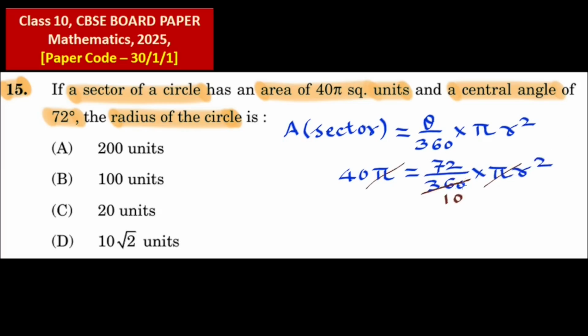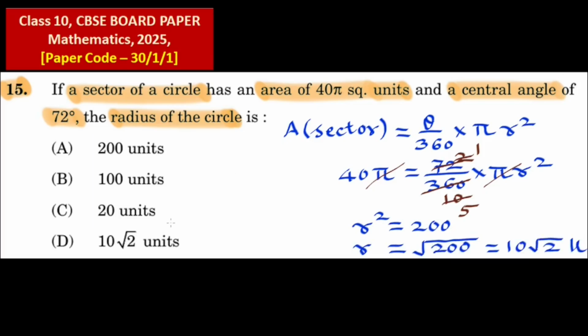Cancelling pi, 10, 2, 2 ones are, 2 fives are 10. So we get r square equals 40 into 5, 200. Therefore r equals square root of 200, 10 root 2 units. Hence the correct answer option is D, 10 root 2 units.